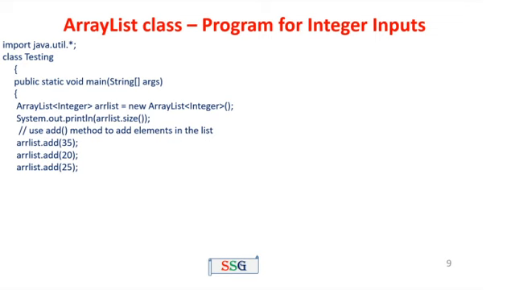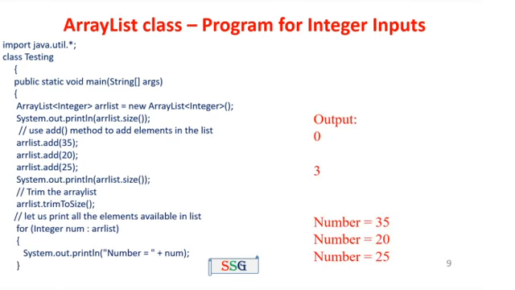The next one, ArrayList program for integer inputs only. Here the same program, only for integer inputs. Okay, ArrayList<Integer> arrayList = new ArrayList<Integer>(). System.out.println arrayList.size. Initially there is no size, so the output is 0. Now the user adds elements to the list. arrayList.add(35), arrayList.add(20), arrayList.add(25). That means totally 3 elements are added. System.out.println arrayList.size gives output 3.